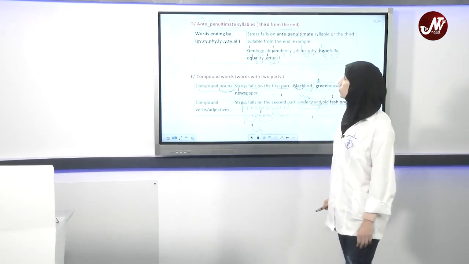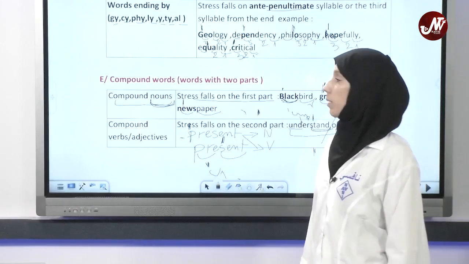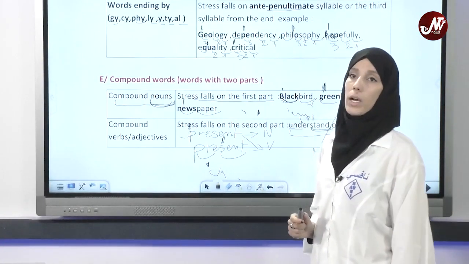Okay, we have finished the types of stress syllables. In the next lesson, we are going to practice them.